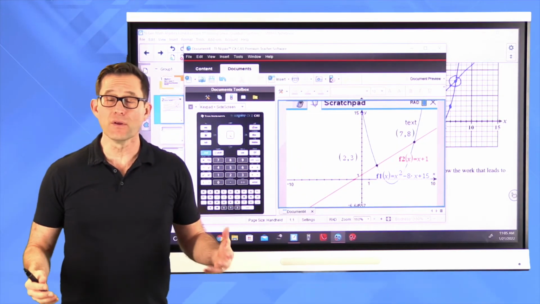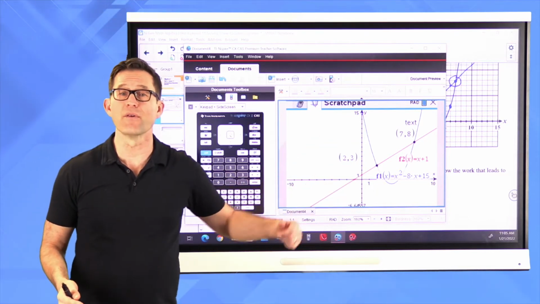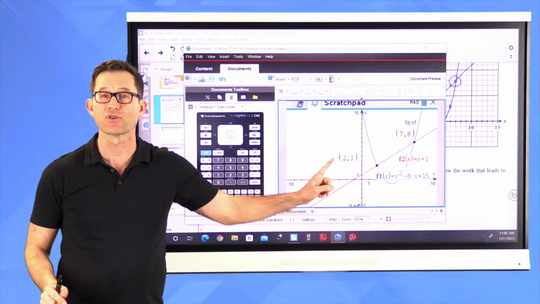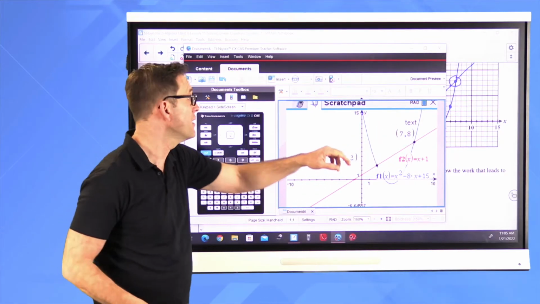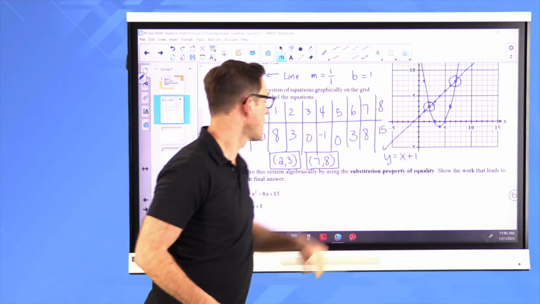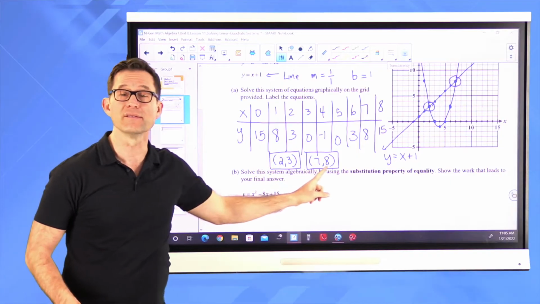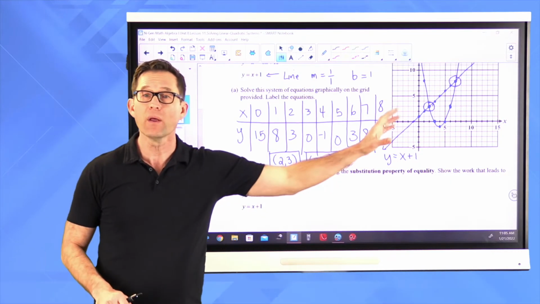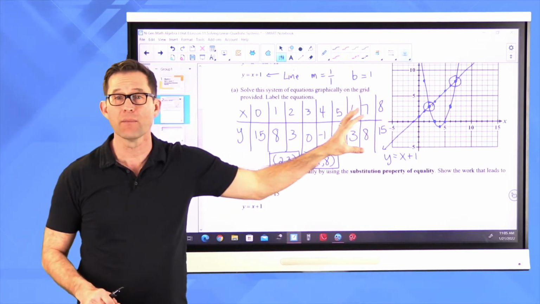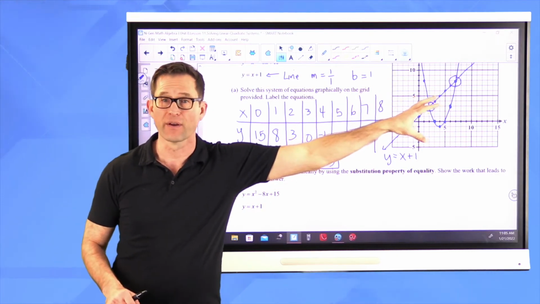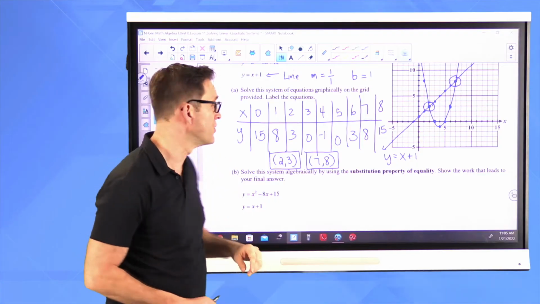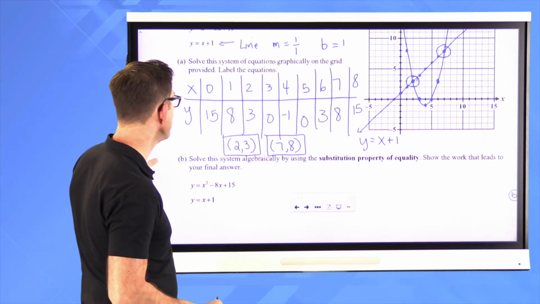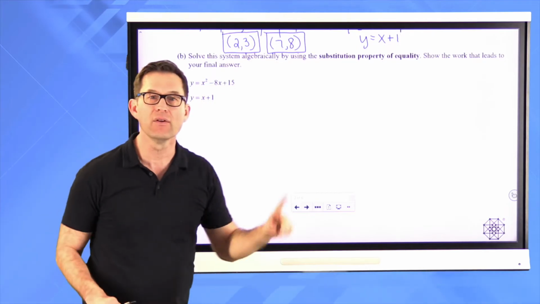So I can certainly use my calculator to solve a system of equations graphically, right? It does a beautiful job finding the intersection points at 2, 3, and 7, 8, which is exactly what I got when I did it by hand, 2, 3, and 7, 8. But again, I can't emphasize this enough. Very often you will have to solve these by creating a table of values and graphing. All right, so make sure that you can do that. Let's go back into full screen, and now let's take a look at letter B.